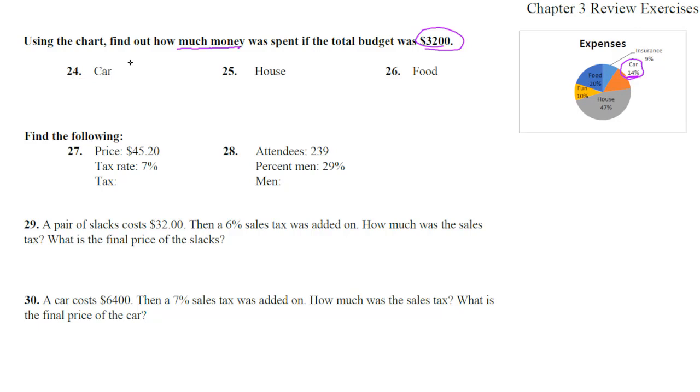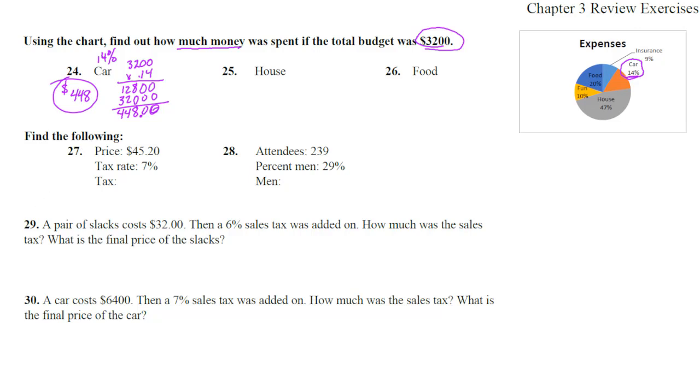Let me write that up here. 3,200 times 0.14. That's 14%. And let's do that. 4 times 0 is 0, 4 times 0 is 0, 4 times 2 is 8, and 4 times 3 is 12. Add a 0 for that second row. 1 times 0 is 0, 1 times 0 is 0, 1 times 2 is 2, 1 times 3 is 3. Adding: 8, 2 plus 2 is 4, and 1 plus 3 is 4. And there are 2 digits behind the decimal total, so put the decimal right there, and we are at 448, and it's dollars.